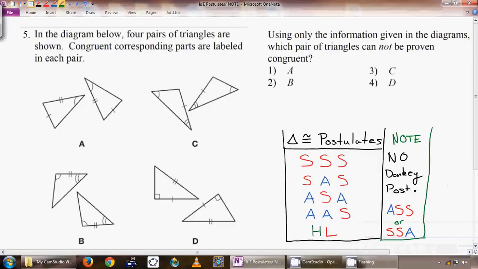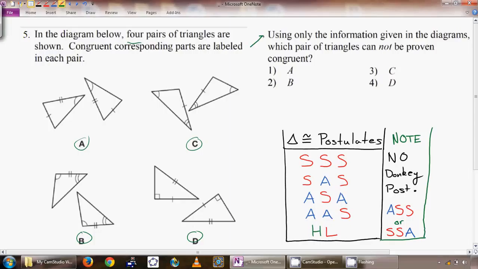Problem 5. In the diagram below, 4 pairs of triangles are shown, right? There's 1, 2, 3, 4. 4 pairs of triangles are shown. And then their congruent corresponding parts are labeled in each pair.